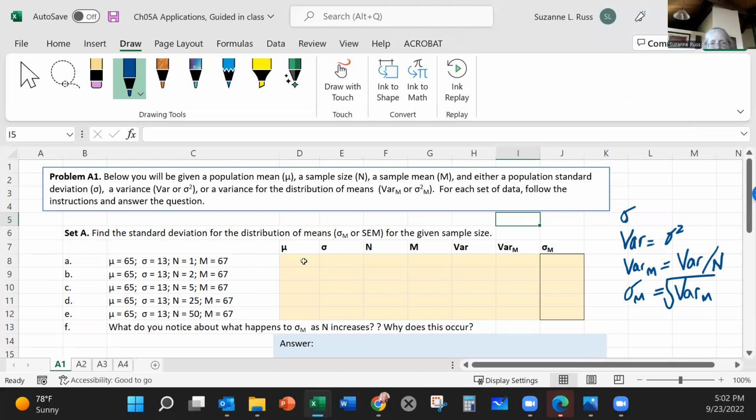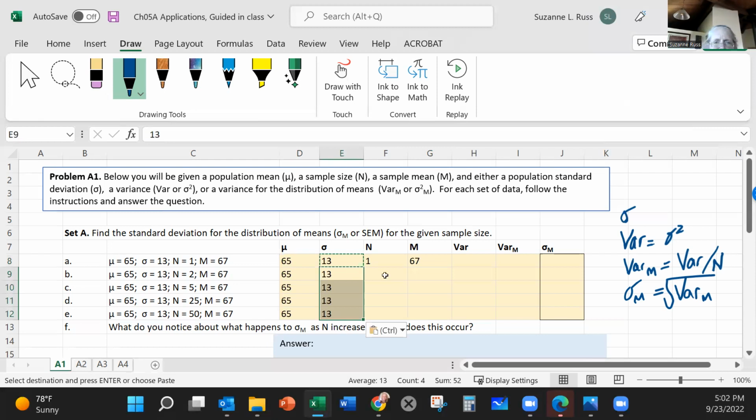In our first problem, we could see that mu, or the population mean, is 65. I'm going to just record these into cells so I can work with the data. We can see the standard deviation is 13, n is 1, M is 67. Before I do any calculations, I'm going to record the rest of the data. And if I look at these problems, I can see that mu for all of them is 65. So I'm going to copy down mu, our population mean. I can look down here and see sigma is the same for each of them. So I will hit Control C to copy it and Control V to paste.